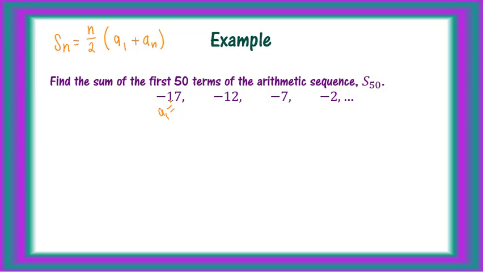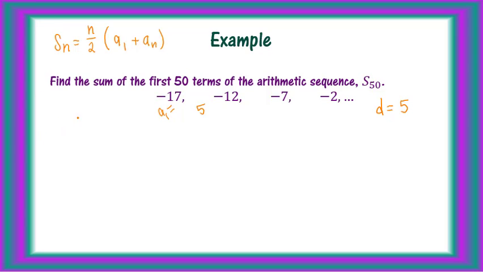So let's just look at it without any negatives. 17 minus 12 would give us 5. So we have a positive 5. Negative 17 plus 5 gives us negative 12, plus 5, negative 7, plus 5, negative 2. So that means that our common difference, or distance difference, it is interchangeable, is 5.